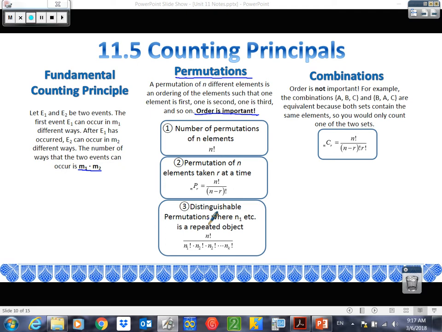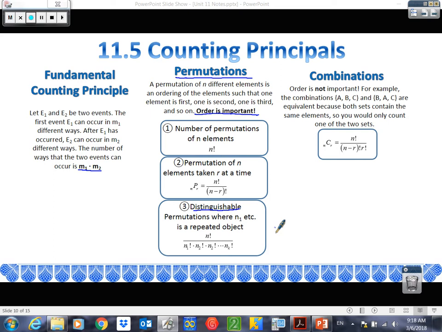And then the last one are distinguishable permutations. So that's where, let's say we have letters that we're putting in order. And let's say we have more than one A. Well, if I switch the A's, we're not going to be able to tell any difference between them, right? They're both A's. They look exactly the same. That's what it means by distinguishable. I want to be able to distinguish the differences.